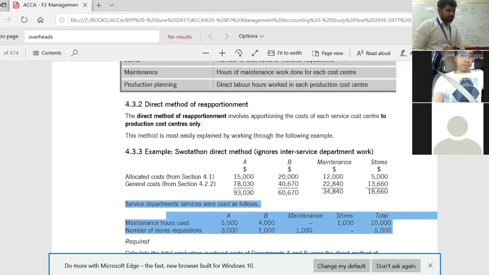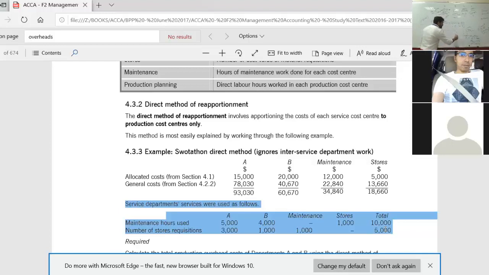How will we allocate this one? That is my question. Again, listen to this. I can remove this, right? Yeah, remove this. There were 3 methods: direct, step down, and the third. Here it was important to know which method you are doing, because accordingly you will pick and choose from here.